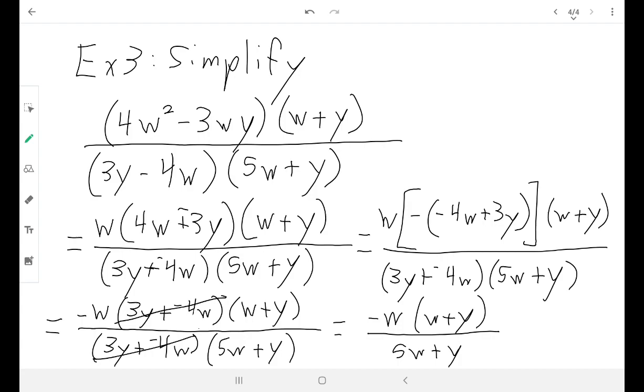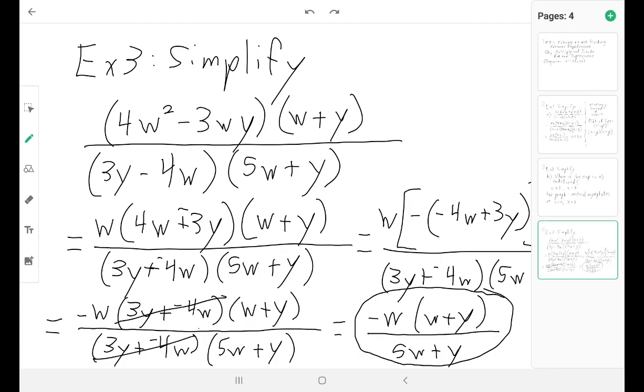And you want to be very careful. This is the final answer, and you could not simplify that. You couldn't do something like cancel w's on top and bottom, because you'd have to have w in both of those so you could factor it to the front, because you can only cancel between multiplication. You cannot cancel between addition. All right?